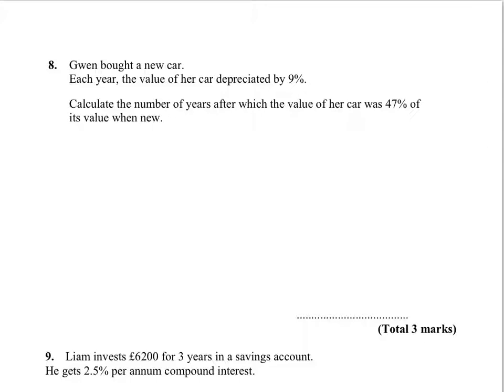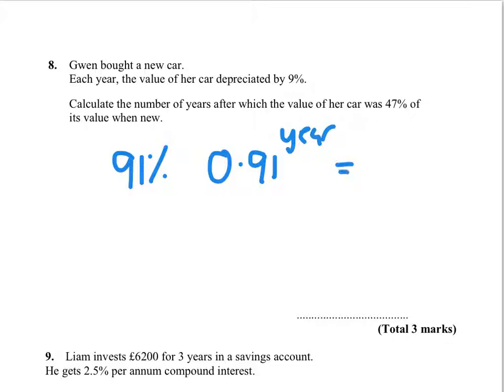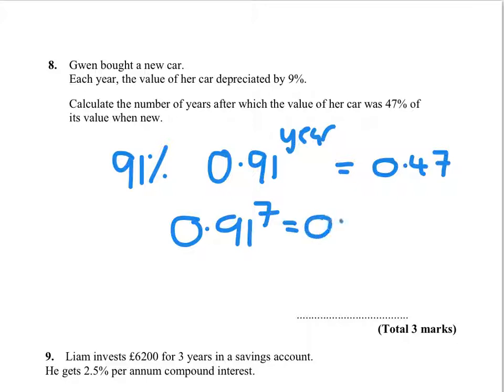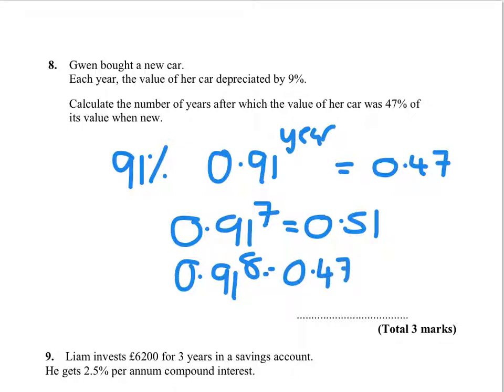Losing 9% means we're working with 91%. So we want to know how many years. So 0.91 to the number of years. And we want to get 47%, which is 0.47. Again, here you need trial and improvement. So if we do 7 years, I get 0.51. And if I do 8 years, I get 0.47, which tells me the answer is 8 years.